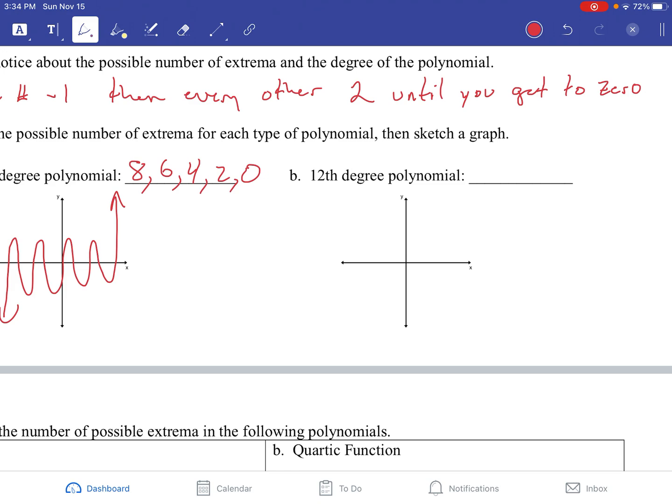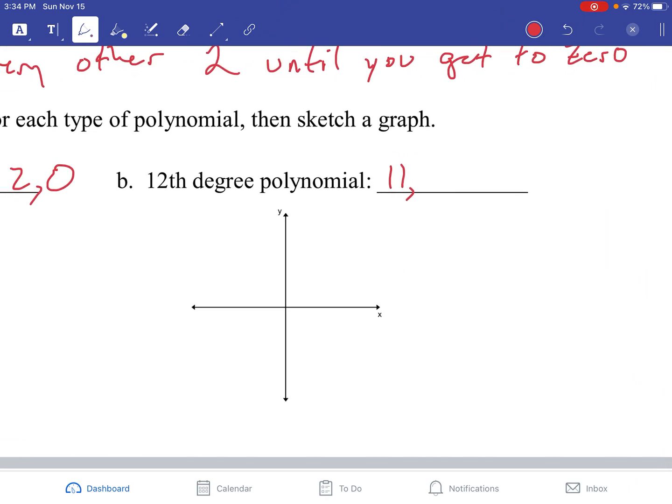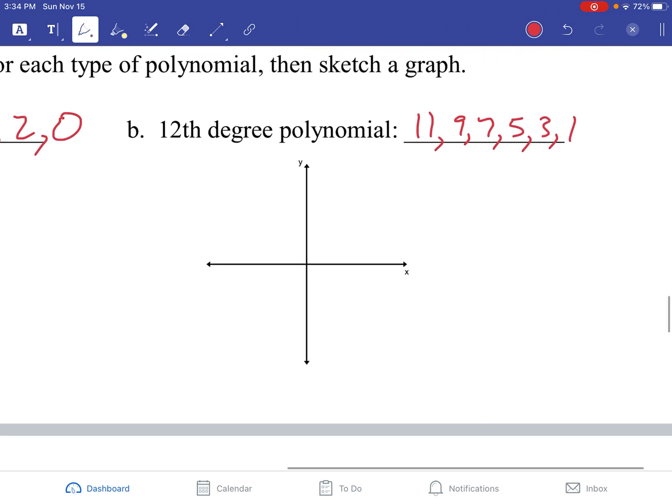For a 12th degree polynomial, you take 12 minus 1, which gives you 11. Then every other number going down gives you 9, 7, 5, 3, and 1. We can't go past 0, so we're done after 1. Now I'm not going to go through 12 times. We could, but we just need to have an odd number of extrema, sorry, not degree. So here's 1, 2, 3, 4, 5.